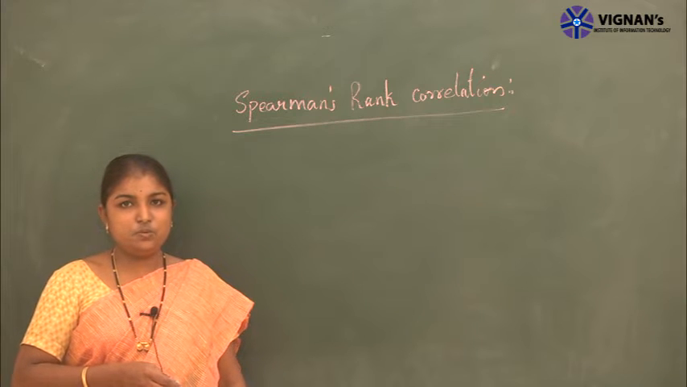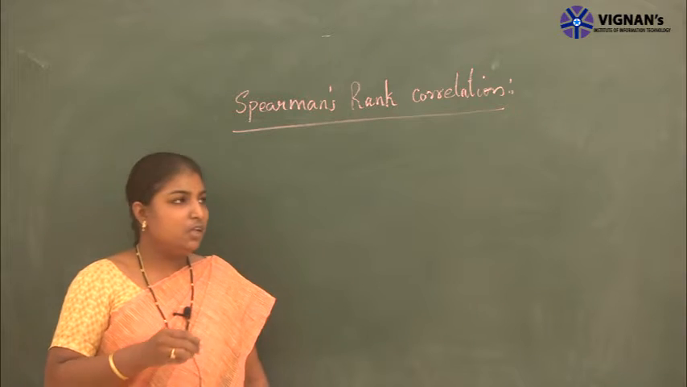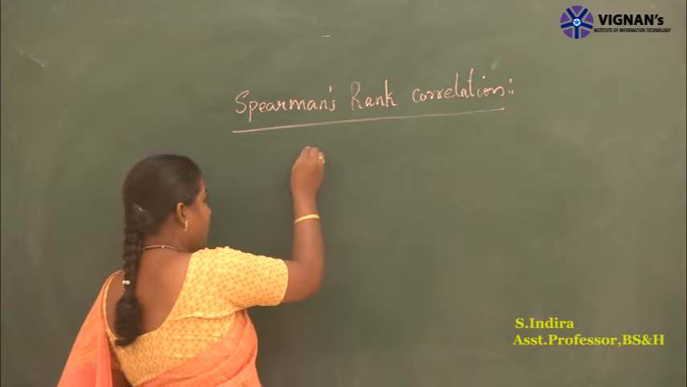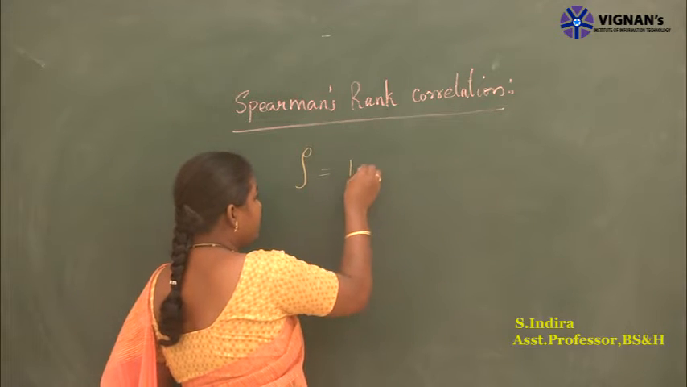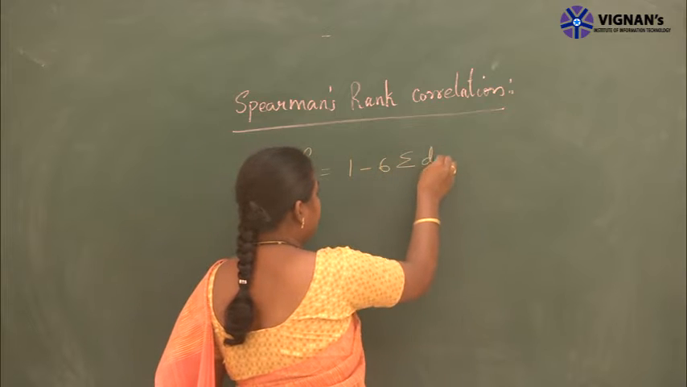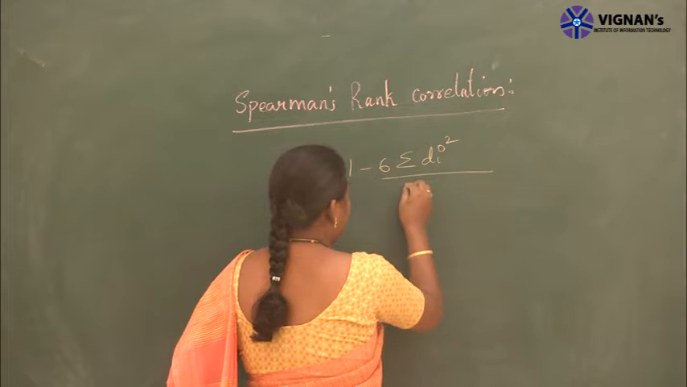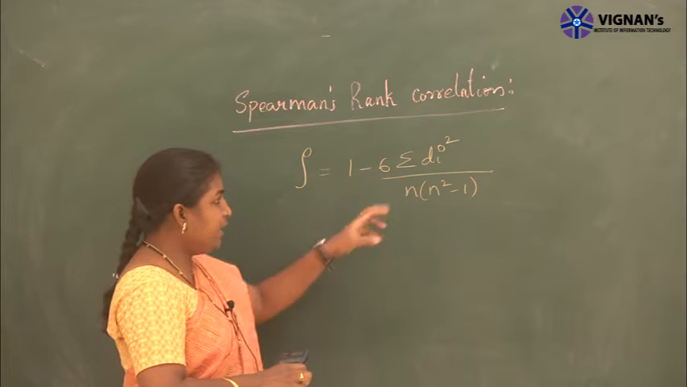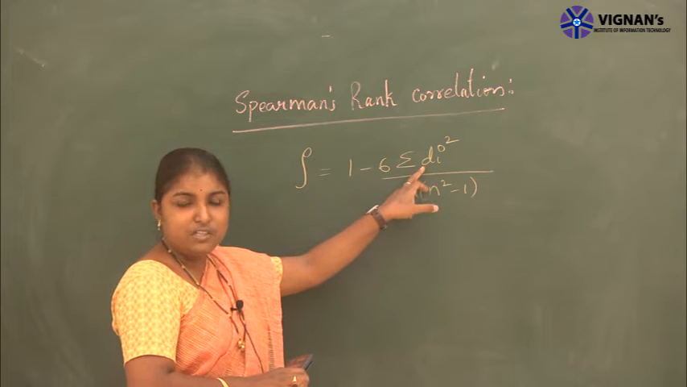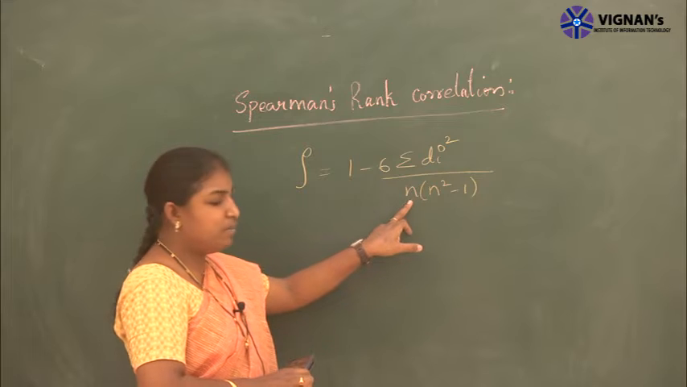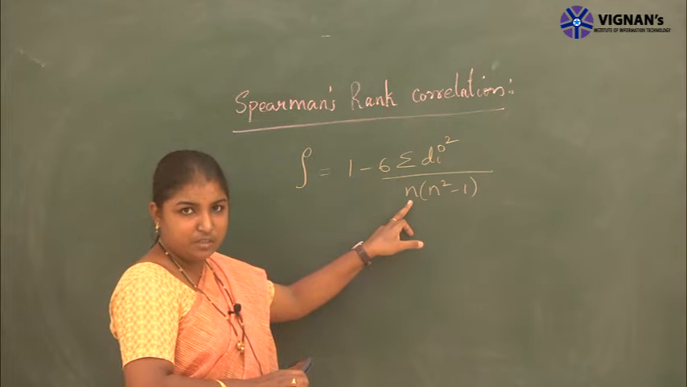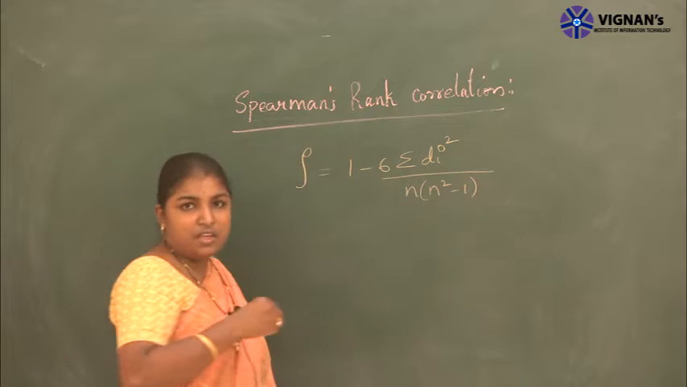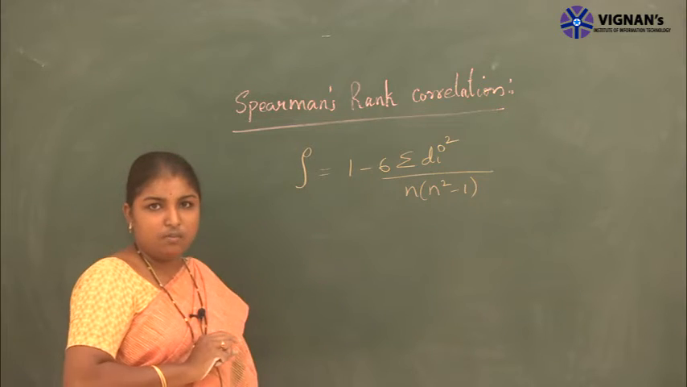Now we are doing problems on Spearman's rank correlation quotient. So already we know that the Spearman's rank correlation quotient, denoted by rho, can be written as 1 minus 6 into summation di square by n into n square minus 1. Here di is the difference of two ranks and n is the number of observations. If the ranks are not repeated, we use this formula.